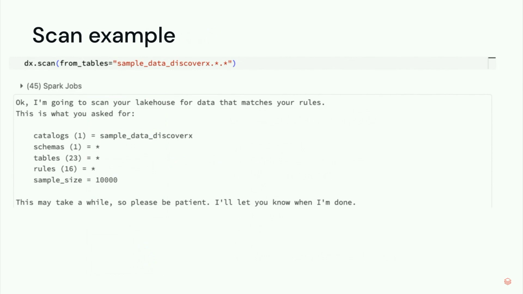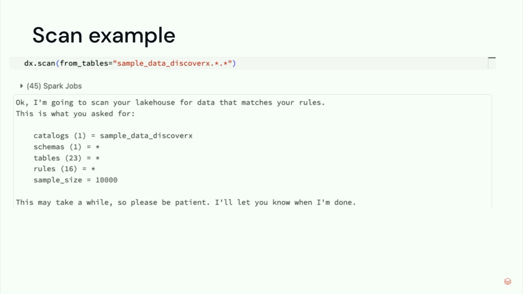So once you have DiscoverX pip installed into your notebook, you can do dx.scan, and given some table names, you can use the asterisk as a wildcard, and that will basically scan all of the databases and all of the tables within the catalog sample data DiscoverX. So it will select one catalog, and all of the schemas in there, there is only one, 23 tables, and the 16 rules that we have with a sample size of 1,000, and it will start the scanning.